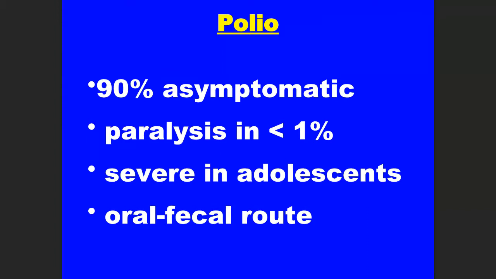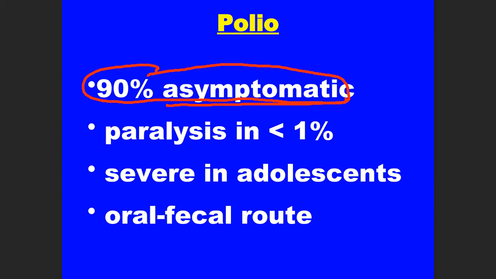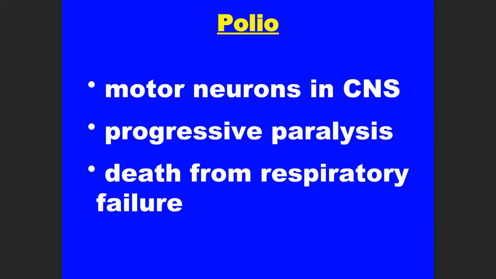And I'll talk about how the polio virus can cause paralysis. But if you look at all the cases of polio that did occur, about 90% of individuals that can get infected with the polio virus are asymptomatic. And it really only caused paralysis in less than 1% of individuals that got infected. The virus is also, just like the last one we talked about, spread through a fecal oral route of transmission. Now, let's talk about, if this virus causes paralysis, how does it do that?